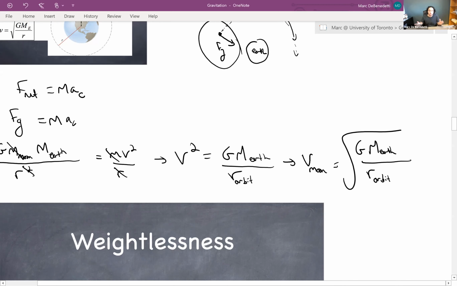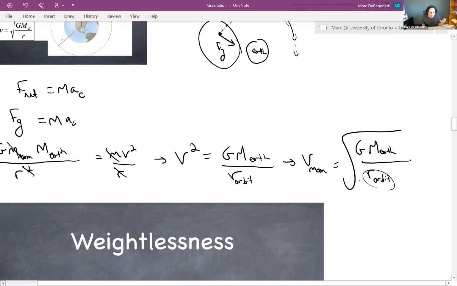So we know how far the moon is from the surface of the Earth, and we know the radius of the Earth itself. If you add those two, the radius of the Earth plus the orbiting radius, you'll get the total r value. And G is a constant, mass of the Earth is a constant. So you can actually solve for the speed at which the moon is orbiting the Earth, which is really, really cool.